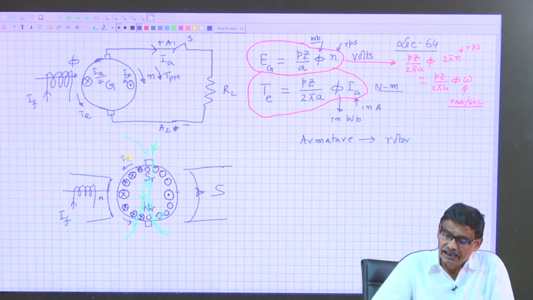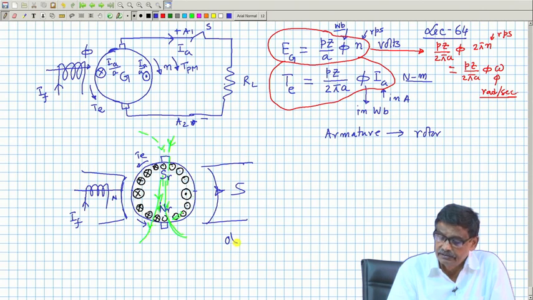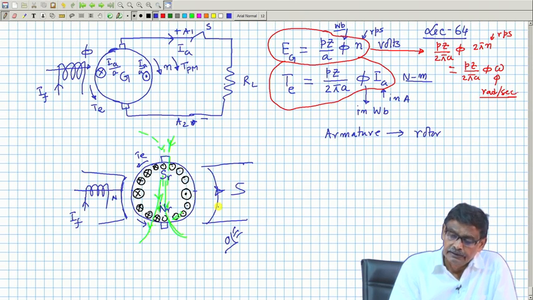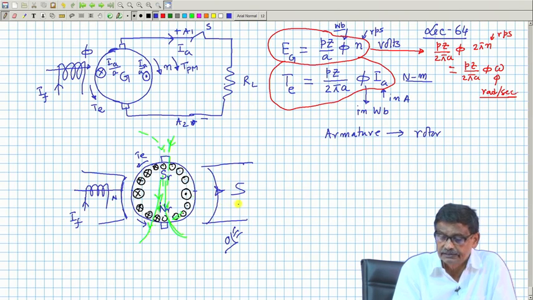Now, the question is, a stationary observer, if he is looking at these things, he will say there are stator poles N S, N S, this N, this S, and they are stationary in space.